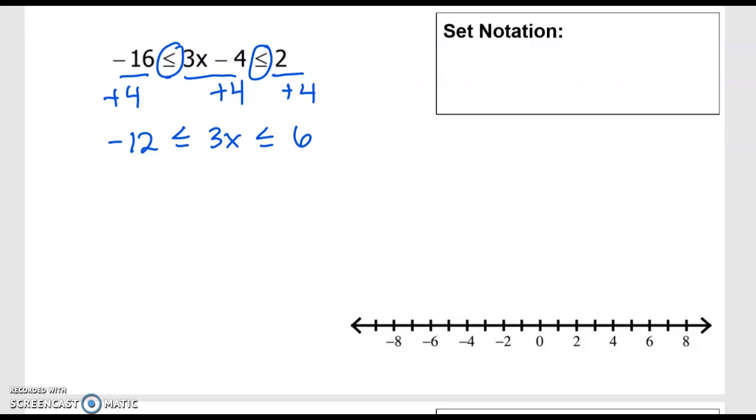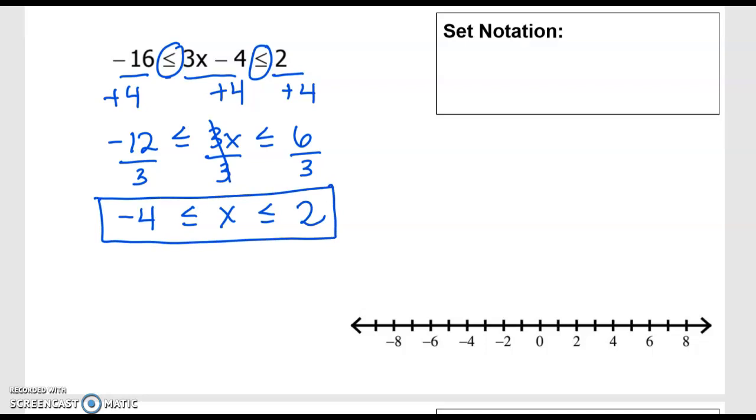Okay, still trying to get x by itself in the center. That's still my goal. Right now, x is being multiplied by 3, so I need to divide by 3. But what did we just learn? Well, whatever you do to the center, you have to do to the left and to the right. So negative 12 divided by 3 is negative 4. That's going to cancel out and make x. Negative 6 divided by 3 is 2, and we have our answer.